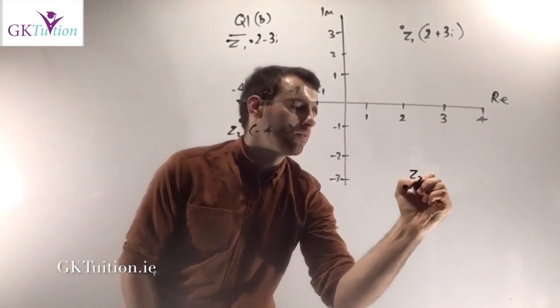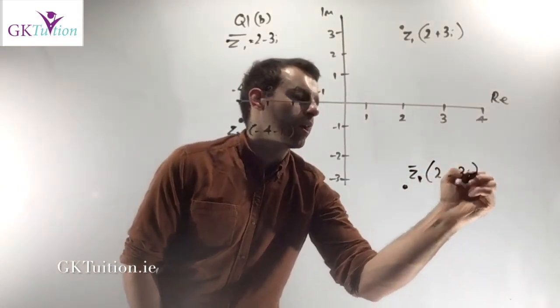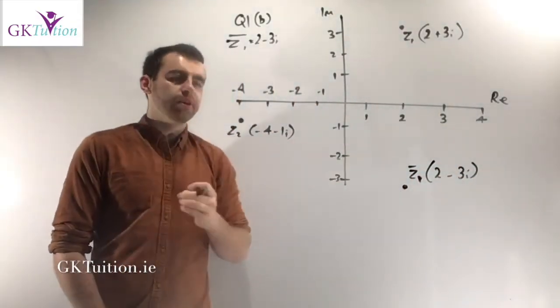So your answer, what you should have done is filled in the conjugate of Z1, which is just 2 minus 3i. And you get the marks for part B for that.